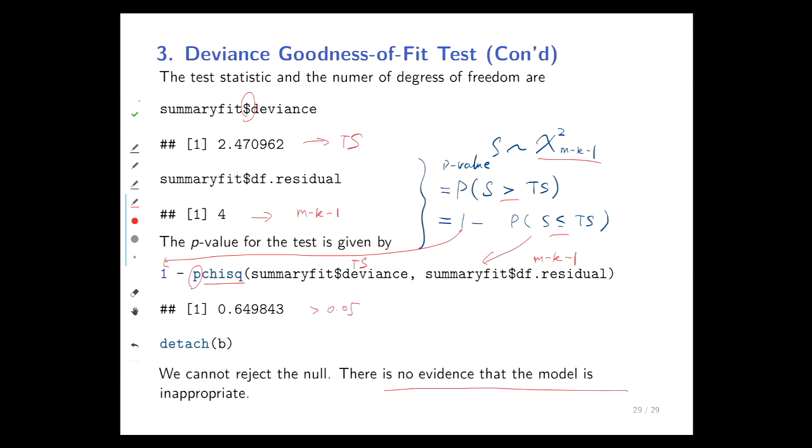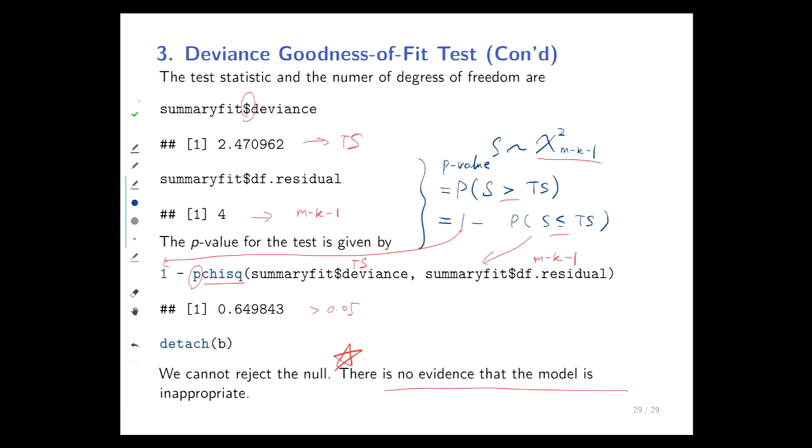I have already mentioned we can never accept the null hypothesis. That means we can never say the model is appropriate. We can only say that there is no evidence the model is inappropriate, because we just do not have evidence to reject the model. If you say the model is appropriate in your final exam, definitely you will get 0. So please be careful here.